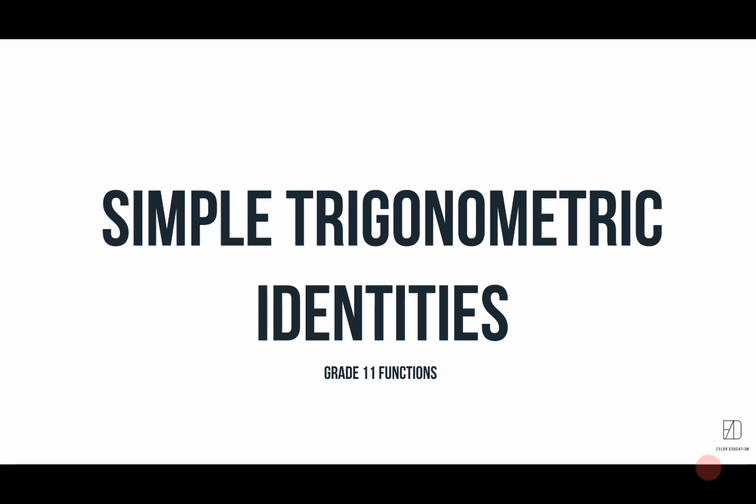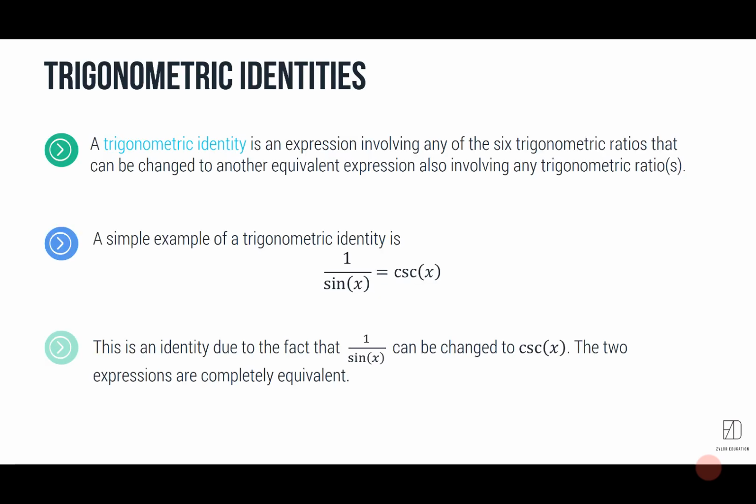In this lesson, we'll be covering simple trigonometric identities. So first, let's start out with what a trigonometric identity is. A trigonometric identity is an expression involving any of the 6 trigonometric ratios that can be changed to another equivalent expression also involving any trigonometric ratios. There are many identities out there, and they can be quite simple to very complicated to prove.